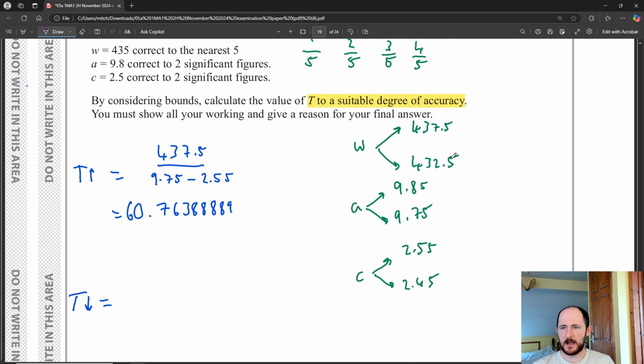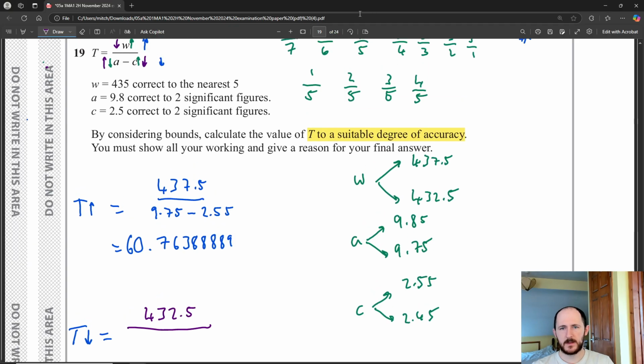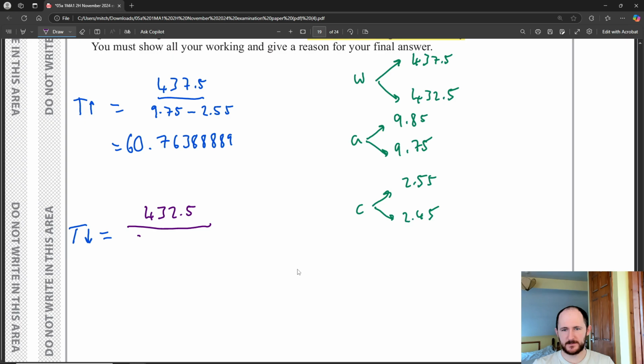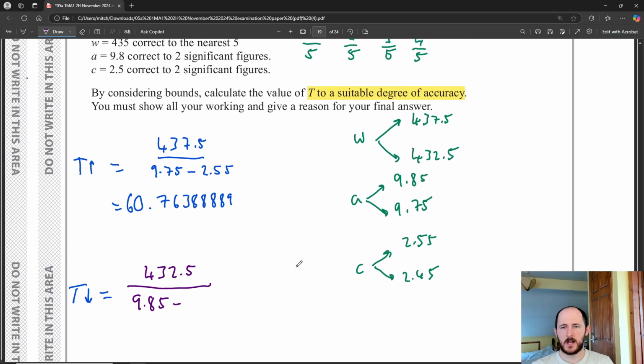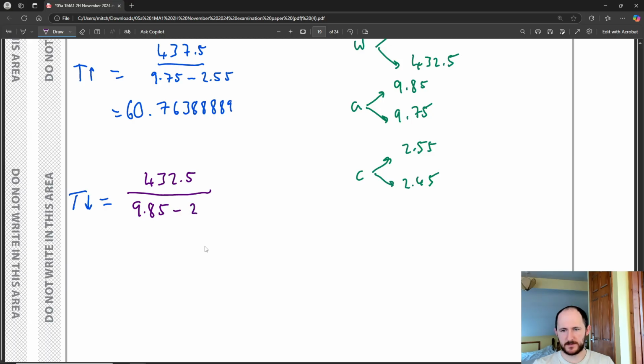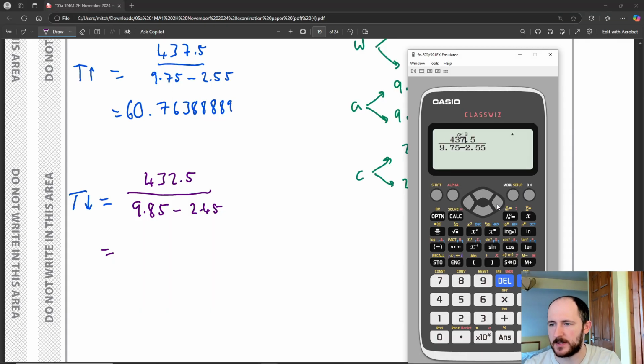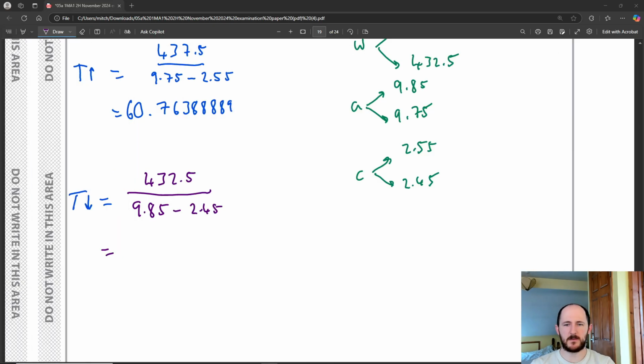So, lower bound of w, 432.5. Upper value of a, 9.85. Lower value of c, 2.45. So the good news is I can actually be quite clever and just go through and change a few digits and basically get the answer. 58.44 blah blah blah blah blah. This kind of sucks because I didn't actually need to write out the whole thing at all.